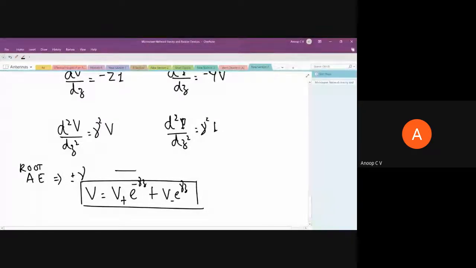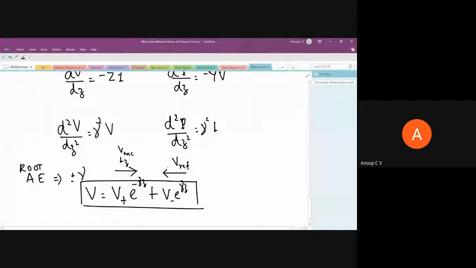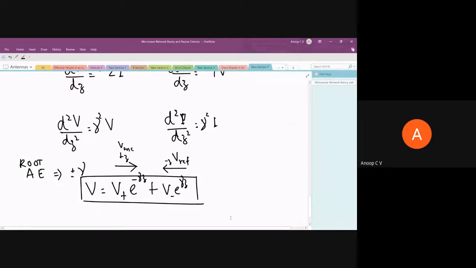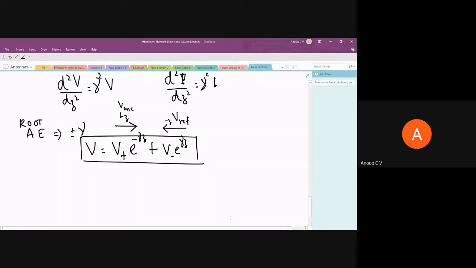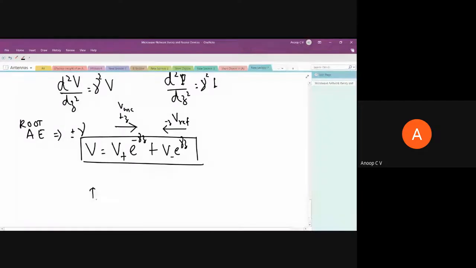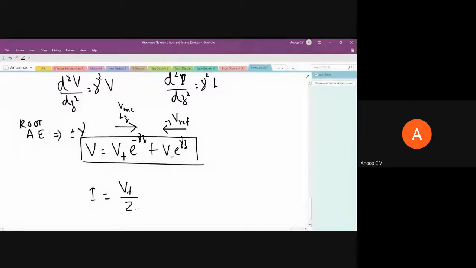So it has two components. One is propagating in positive z direction, that is forward, that we can call V incident. And the other one, propagating in negative z direction, is V reflected. V plus e power minus gamma z and V minus e power gamma z, right? Similarly, I can write the expression for I in terms of this V plus and V minus itself. We can write V plus by Z naught.